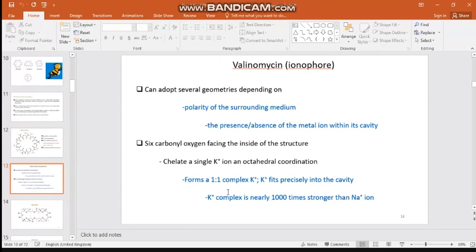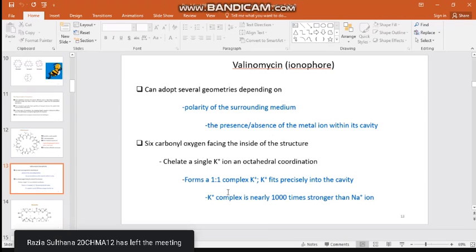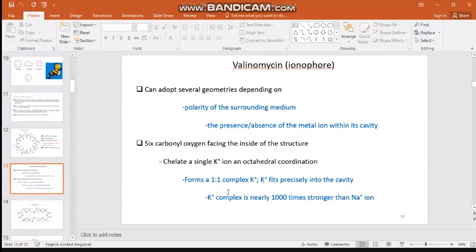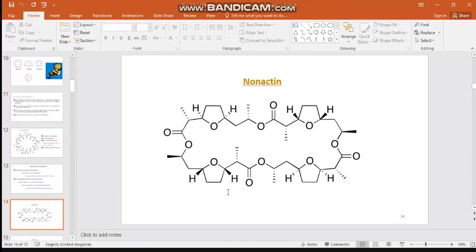If you look at the ionic radius, the ionic radius of potassium is suitable to fit into the cavity of the valinomycin. If you take 2 metal ions, potassium as well as sodium, mix both solutions, and allow them to make complexation with valinomycin, potassium, having the higher affinity, will readily form the complex. How many times is it greater than that of the sodium complex? It is 1,000 times greater. So it has more specificity towards the potassium ion, not the sodium ion.